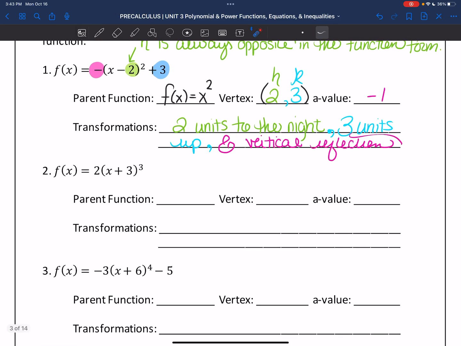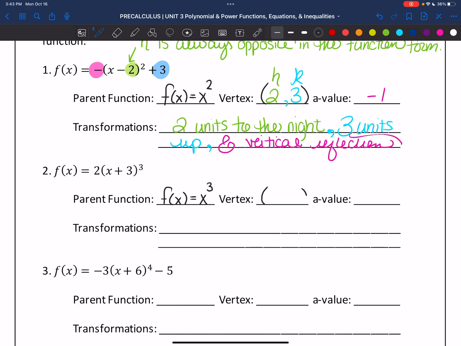Let's do the same for this next function. What is the parent function, the most basic function that this function has been transformed from? Look at the power. This is a power 3. This is a cubic function. And its parent, the most basic cubic function, is just x cubed.